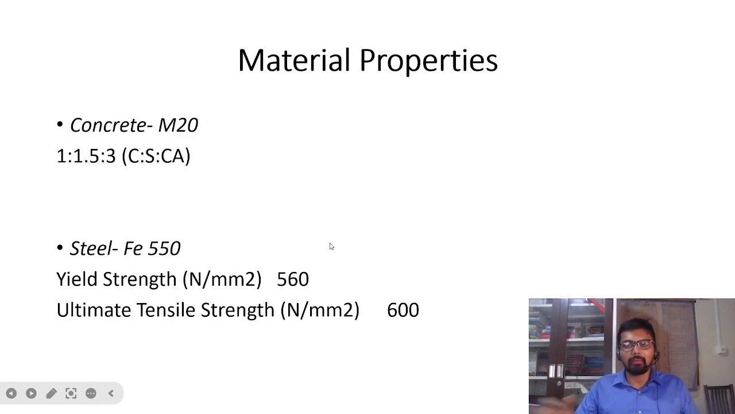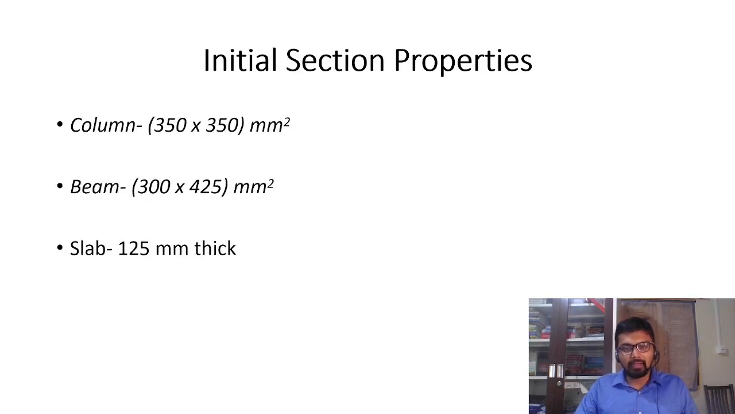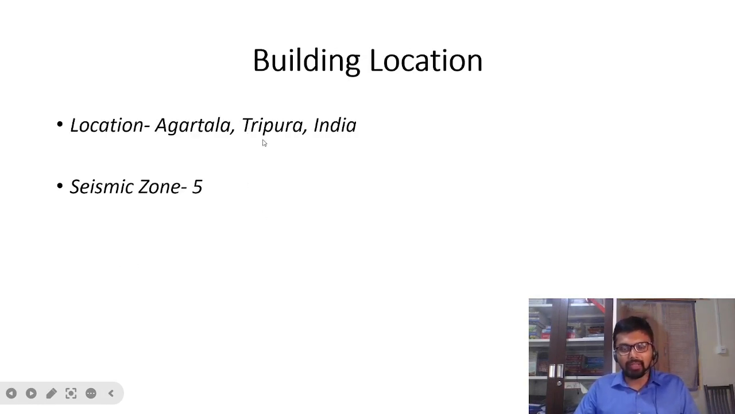Before designing a project, you need to know some information about the project. So what are they? We have concrete M20, which we'll use, and steel Fe550. Fe550's properties I have taken from the common steel available. And the initial sections: whenever you design a building, we have to take some initial sections, and if they pass, then it's okay. If they don't pass, then we can decrease the size. So these are the sizes which we'll take for our sections here. This is for the roof beam. We can take slightly smaller sections, maybe 250 into 350 for our plain beam. Slab is 125 mm thick, and the location is seismic zone 5. Our building location is in Agartala, Tripura.